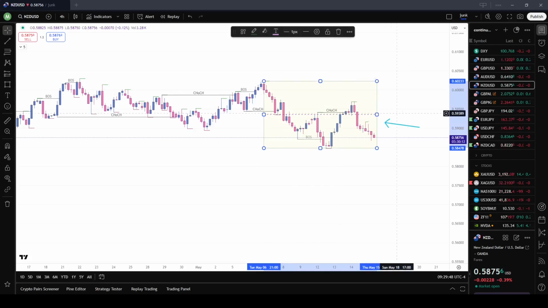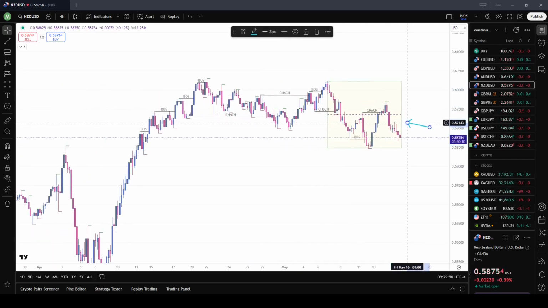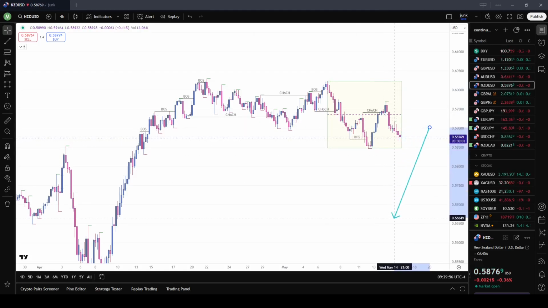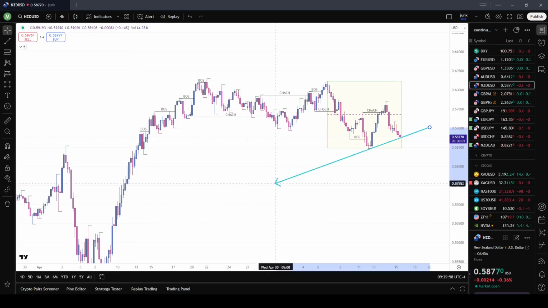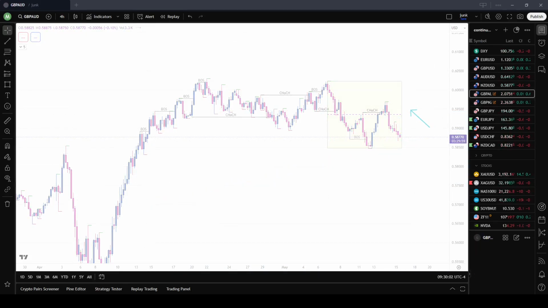But again, looking for any correlation with the other dollar pairs to see if these lows can be targeted, and then the prices go back down to discount, targeting the area of demand. GBP AUD.